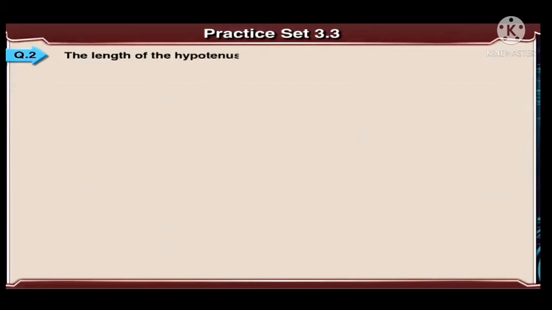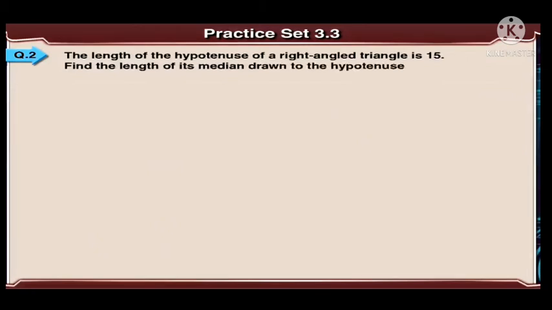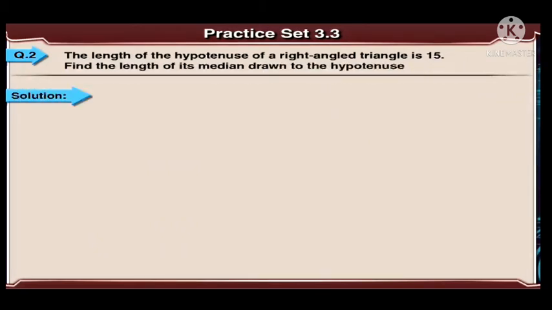Question number 2. The length of the hypotenuse of the right angle triangle is 15. Find the length of its median drawn to the hypotenuse. Solution. We have learned the theorem based on right angle triangle. In a right angle triangle, the median drawn to the hypotenuse is half of the hypotenuse.